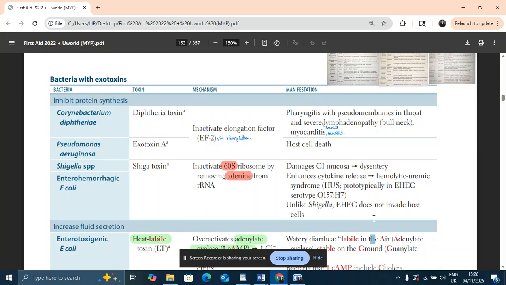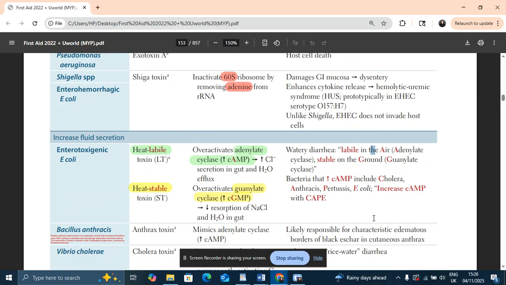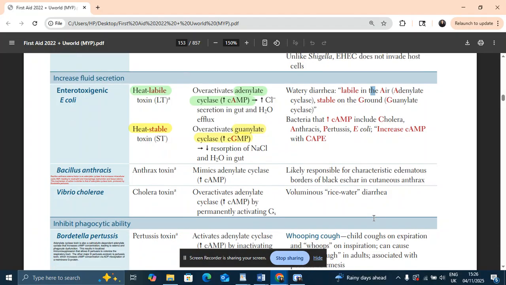Again, we will continue with the examples of bacteria that produce exotoxins and how they cause pathology in our body. First, we have discussed Corynebacterium diphtheriae already. We've talked about Pseudomonas aeruginosa, Shigella, and enterohemorrhagic E. coli that produces Shiga toxin. Today, we will discuss those bacteria that produce certain toxins that increase fluid secretion. The examples are enterotoxigenic E. coli, Bacillus anthracis, and Vibrio cholerae.